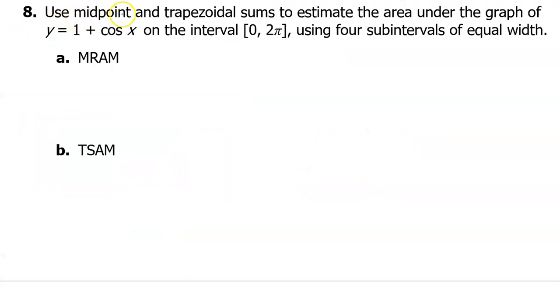Number 8, use midpoint and trapezoidal sums to estimate the area under the graph of y equals 1 plus cosine x on the interval from 0 to 2 pi, using 4 subintervals of equal width. Ooh, we got a trig function. Well, 0 to 2 pi, that sounds real familiar, doesn't it?